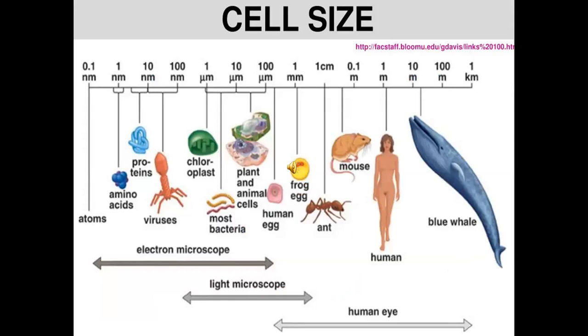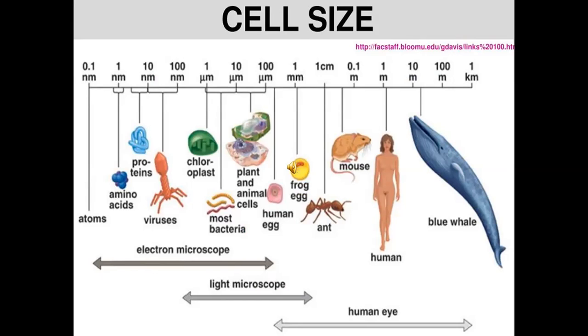Size of the cell. The size of cells may vary from a micrometer to a few centimeters. Most cells are microscopic and cannot be seen with the naked eye. They can be observed only through the microscope. The smallest cells are found in bacteria. The size of a bacterial cell ranges from 0.01 micrometer to 0.5 micrometer.